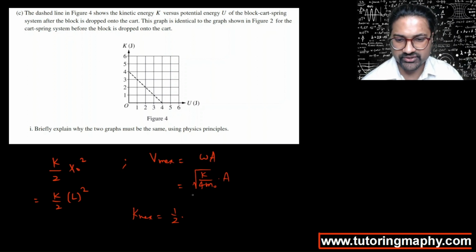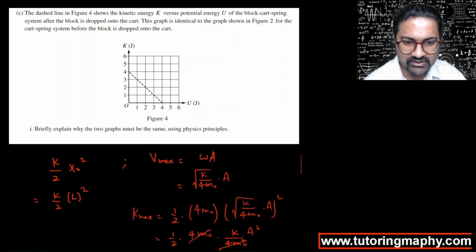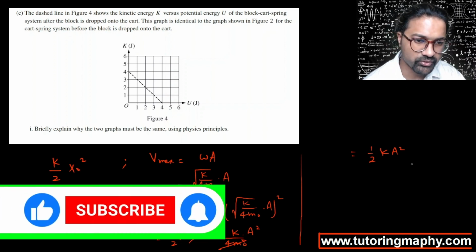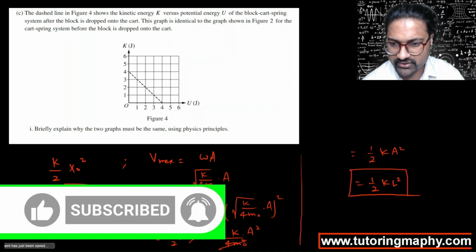Half mv square. And what is m? M is 4m naught. And if we do v square, we have to do root of k over 4m naught times a, the whole squared. So if we open this up, this becomes half of 4m naught times k a square over 4m naught. Fortunately, 4m naught and 4m naught cancel, and we once again end with 1 over 2 k a square, which is nothing but what we got over here, because the amplitude is obviously L, so I can replace amplitude with L, and we can clearly see that these two energies are still the same.